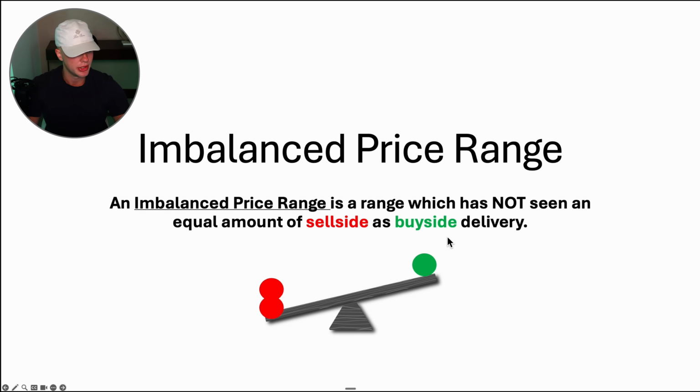An imbalanced price range is then a range which has not seen an equal amount of sell side and buy side delivery. Once you see this and you recognize that the price range is imbalanced, you can already anticipate that at one point in the future, price will have to come back to that given range to offer buy side so that the range can become balanced. And this right here is the core principle behind balanced price ranges, and this is the reason why the market expands away from any given range once it has been balanced out.